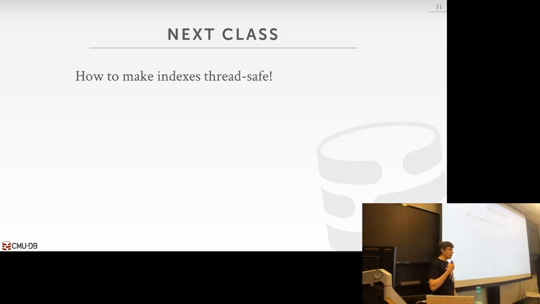All right. So next Wednesday, we're now going to go look at how we actually make our B+ tree thread safe. So we've sort of washed over this, or we've not talked about it, to avoid the problem of how do we allow multiple threads to update the index at the same time. So now we're going to spend more time talking about that.